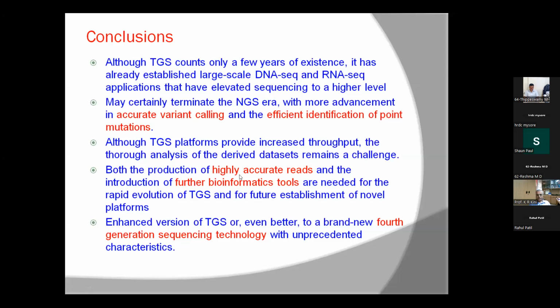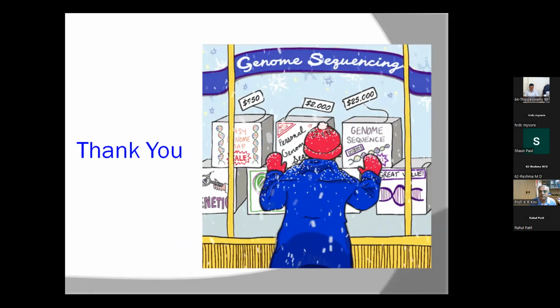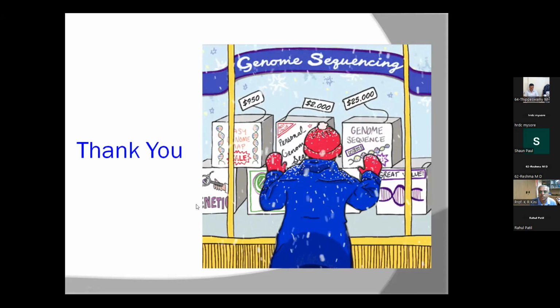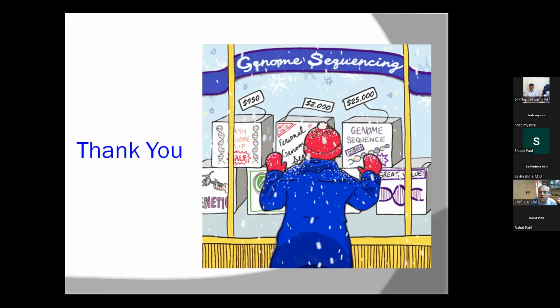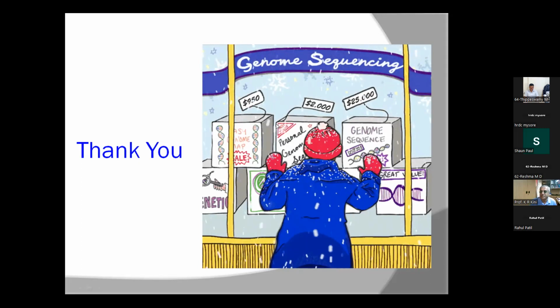With the production of highly accurate reads and the introduction of more advanced bioinformatic tools, TGS can evolve rapidly, and it can establish as a future novel platform. An enhanced version of TGS or a brand new fourth generation technology with unprecedented characteristics can also come up in future. Yeah, so that's it. Currently we have all different technologies. Users can choose what kind of technology platform they want, and then do the sequencing.